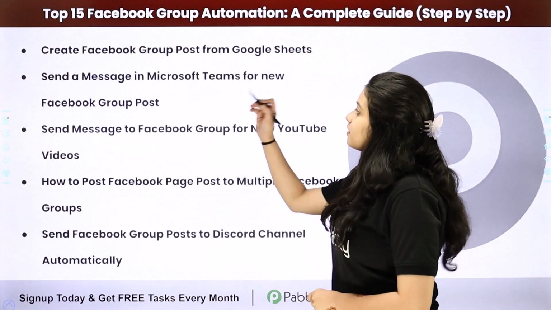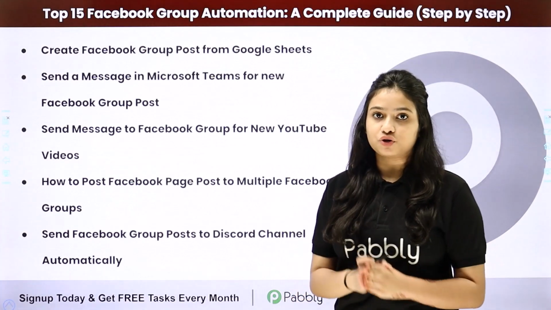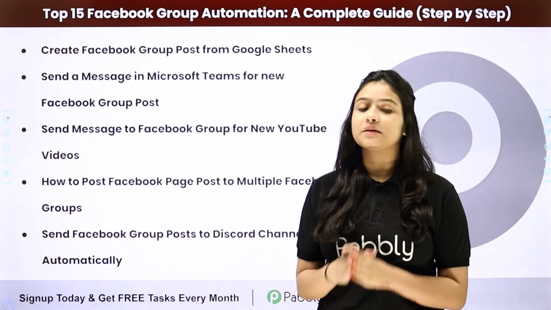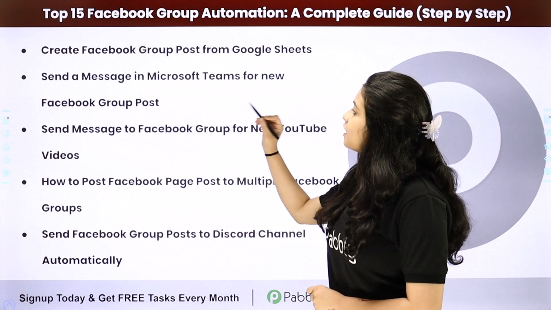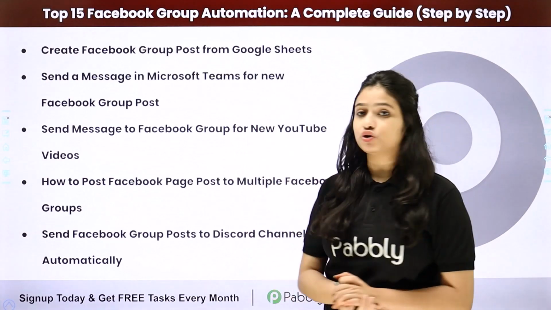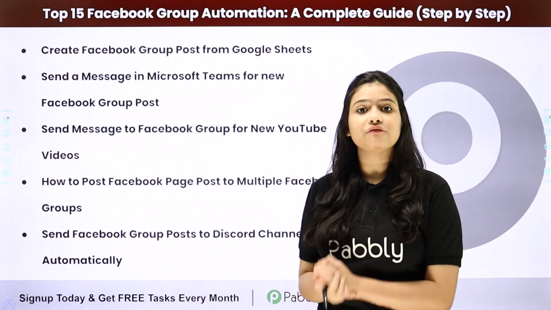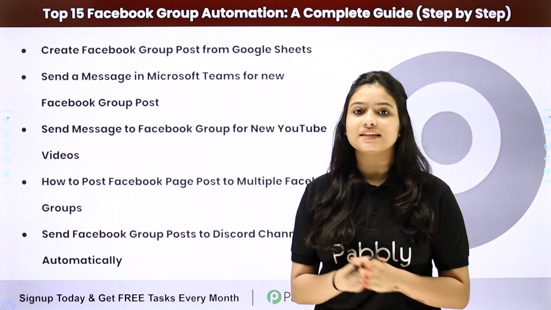The first is create Facebook group post from Google Sheets. If you want to share the post on your Facebook groups automatically by using Google Sheets, then you can do it very easily by setting up a simple integration between Google Sheets and Facebook group. The next is send a message in Microsoft Teams for new Facebook group post. If you want to share a message with your team members on Microsoft Teams for every new post you have posted on your Facebook groups, then you can do it very easily by using this automation.